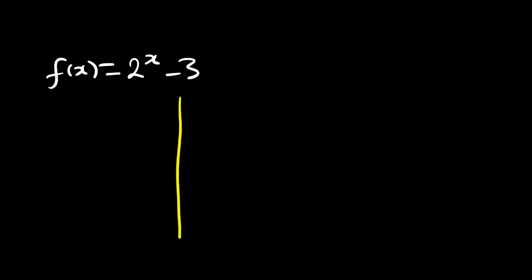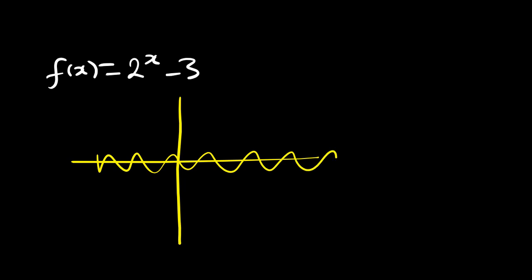Let's say you have f of x equal to 2 to the power x minus 3. Now we've introduced a shift in the y direction. So let's say this is our y axis, this is our x axis. We said this acts as the barrier or the asymptote that we are not supposed to cross, and this is x equal to 0.